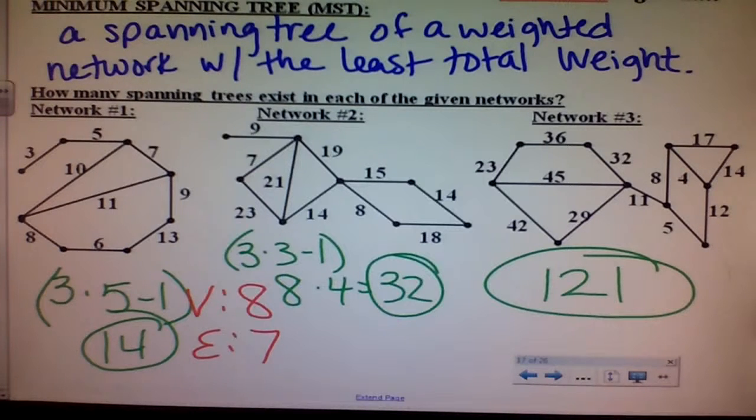Okay, so network number 1. I need to try to pick 7 of the smallest edges without creating a circuit. So, what is my smallest edge in this picture? 3.